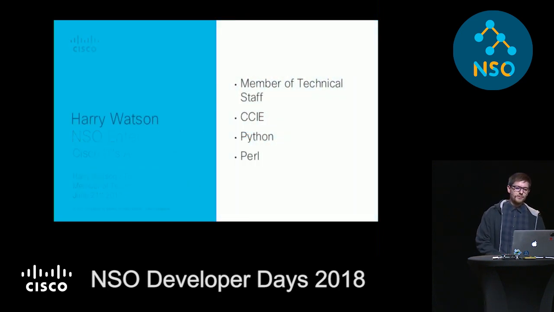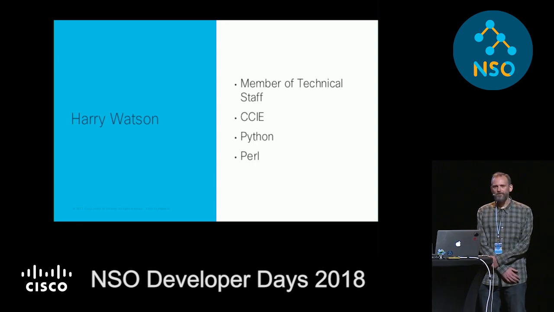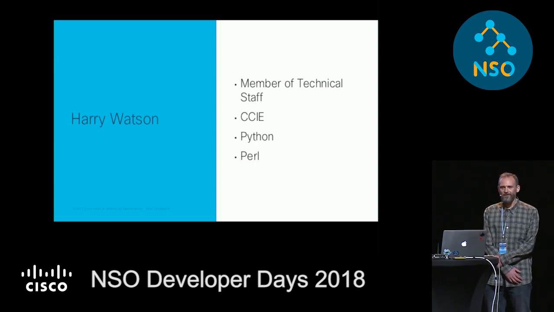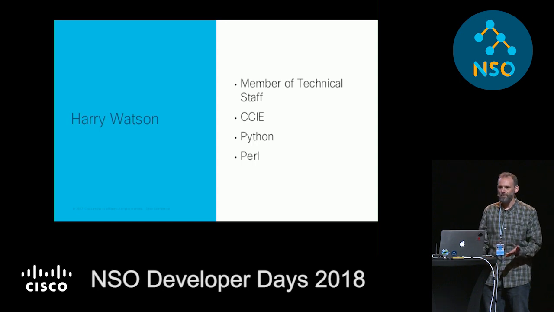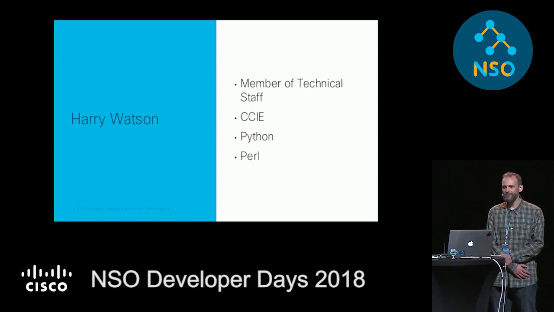So a couple of quick introductions. Hey, my name's Harry Watson. I've worked at Cisco since 1997, and probably like a lot of you, my primary role when I moved in was as a network engineer. And as I carried on working there, I started working with Perl scripts to try and automate some of the really boring stuff that we do. And as that's carried on, we're at where we are today with NSO.